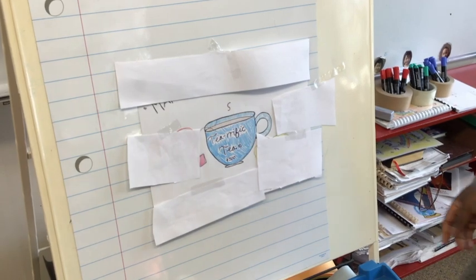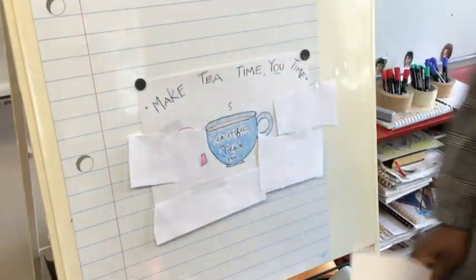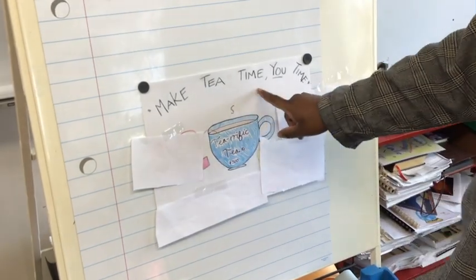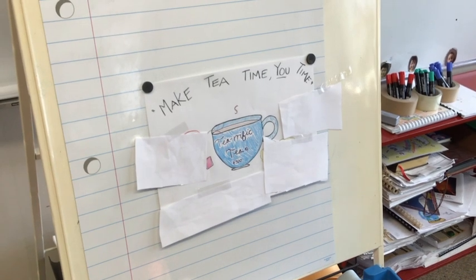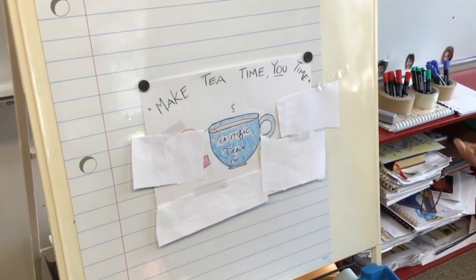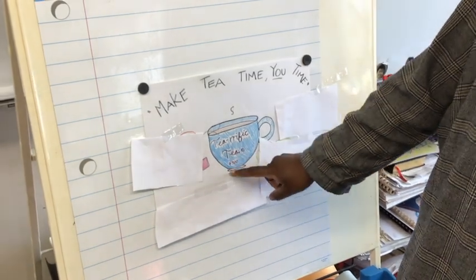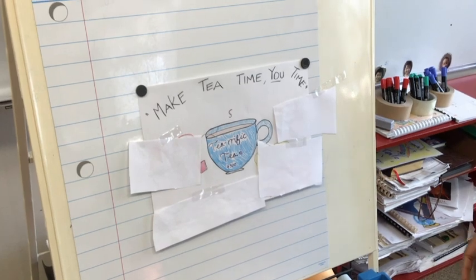Next thing I thought was every product needs a slogan so that everyone remembers it. So I created a slogan. Make tea time, you time. Wow, a slogan. And when you see a product, you obviously need to know how much it costs. So I have my price right on my product. Wow, that is a good price.